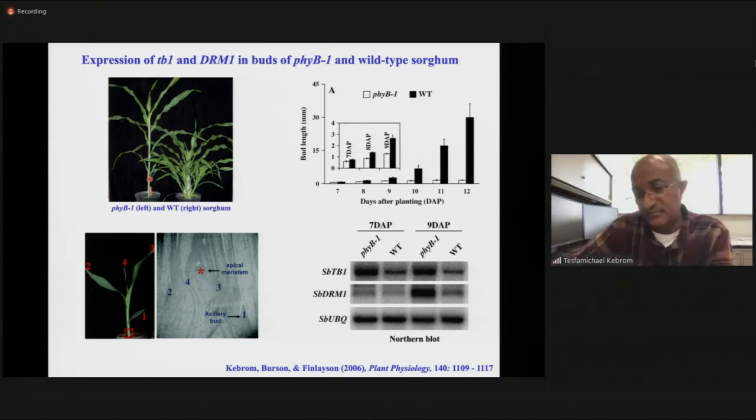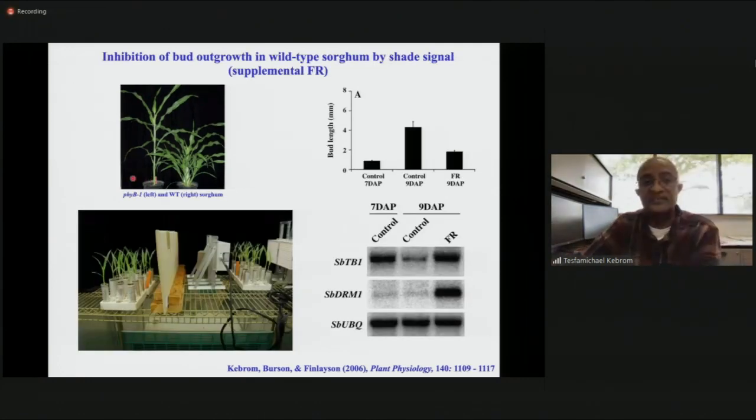So to confirm this, I treated the plants with shade signals. That means I applied shade signals. The experiment was in a growth chamber, and these are the control plants, and these are the shade treated plants. The light coming from the ceiling, from the top, was the same on both.